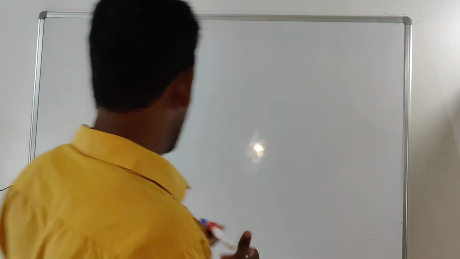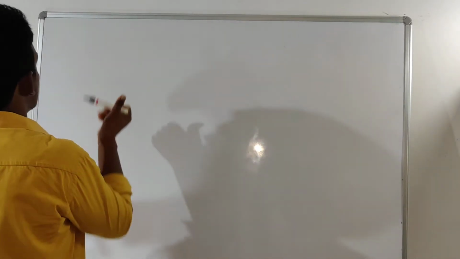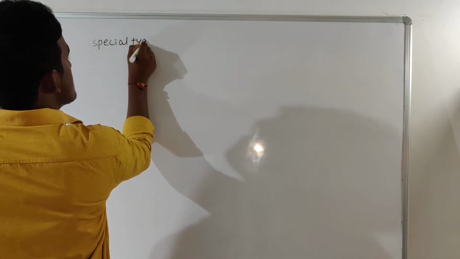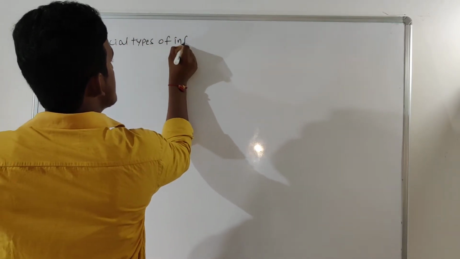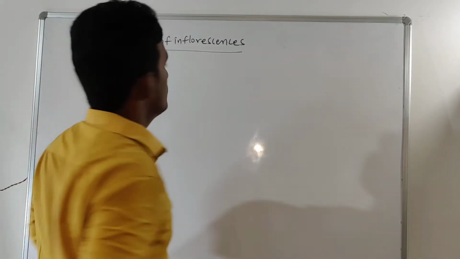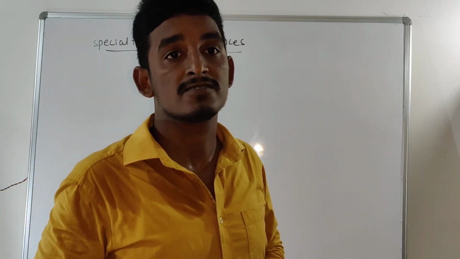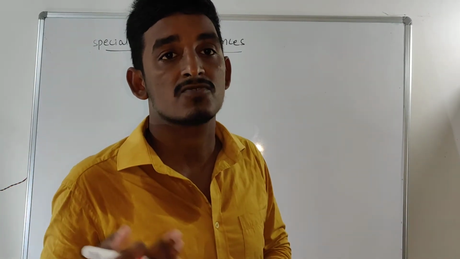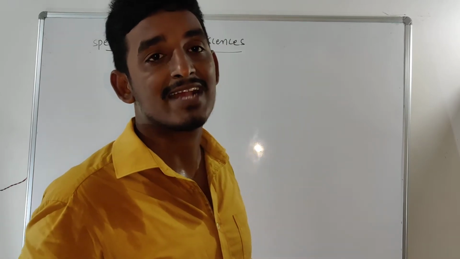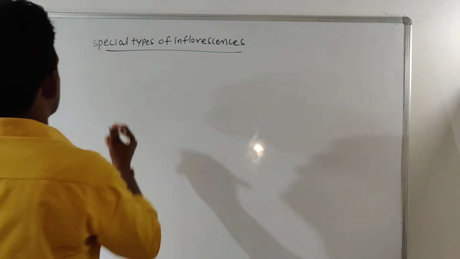In the last lecture we discussed various types of cymose inflorescences. Now we are going to discuss a new topic, a special type of inflorescences. These are mainly three types: Verticillaster, Cyathium and Hypanthodium. First we are starting with the Verticillaster inflorescence.